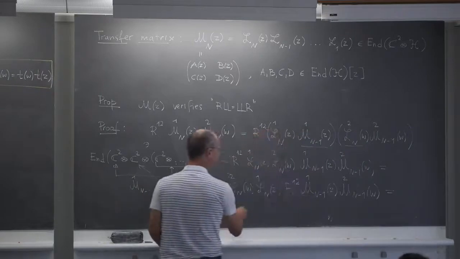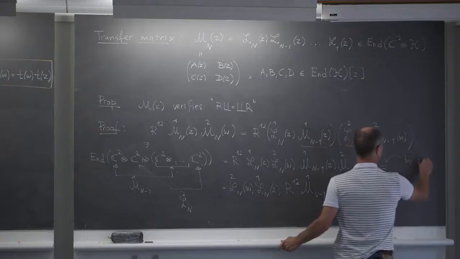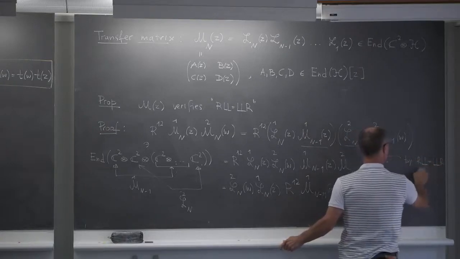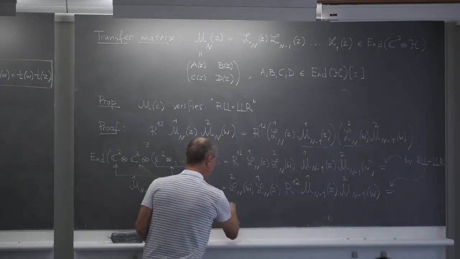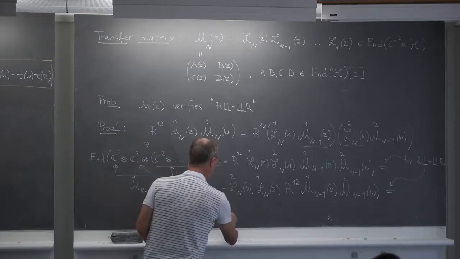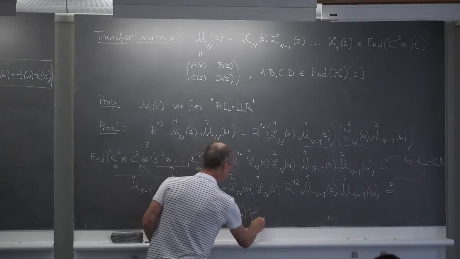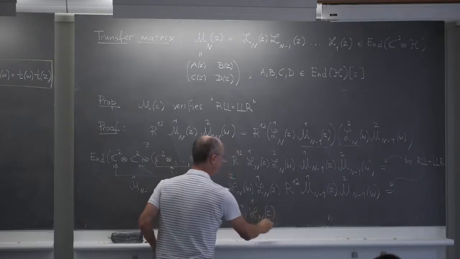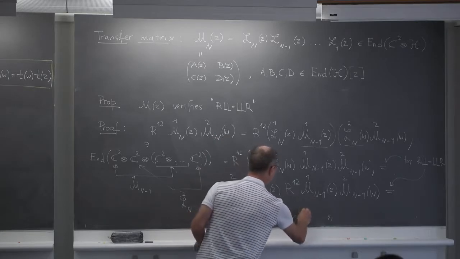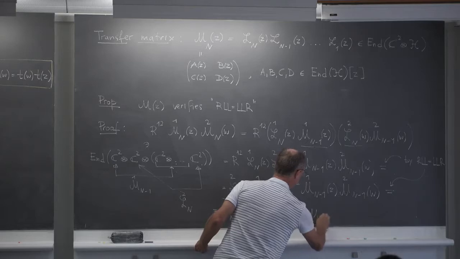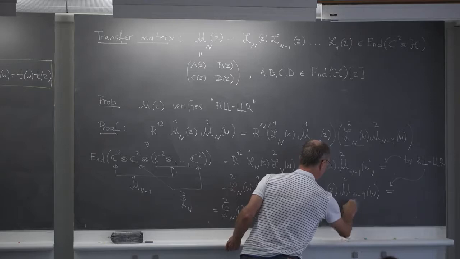So that's, so this gives us, now L_{n2}(W), L_{n1}(Z), M_{n−1,2}(W), M_{n−1,1}(Z), R12.